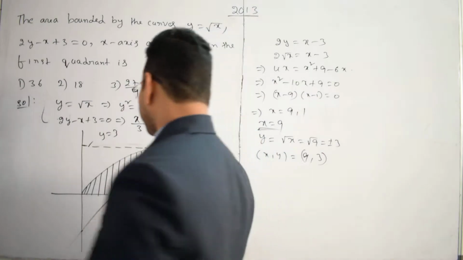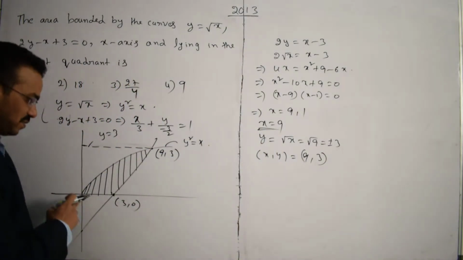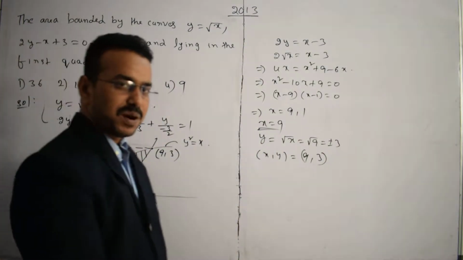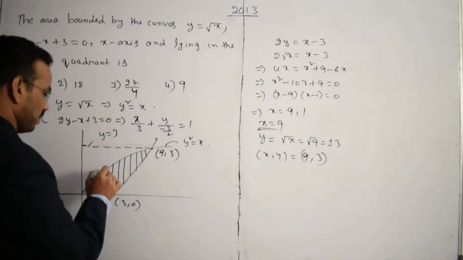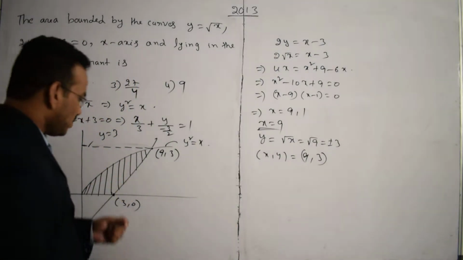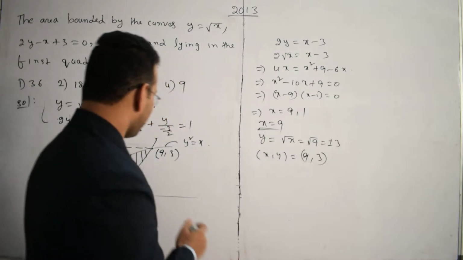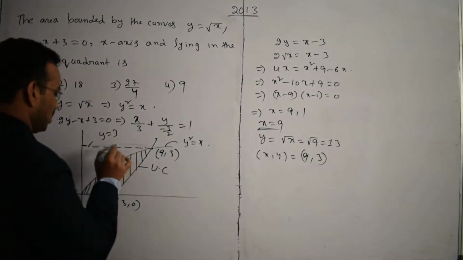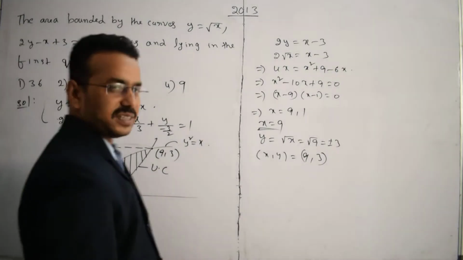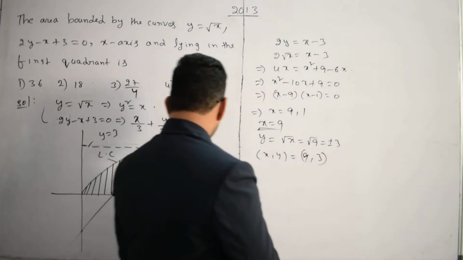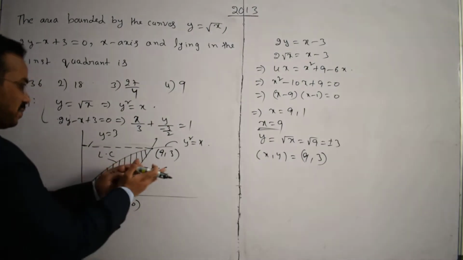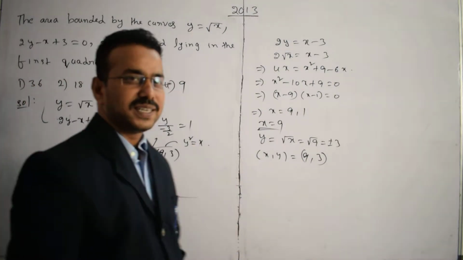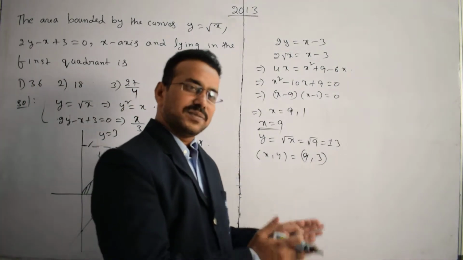So what is the upper curve here? When you are calculating areas, if you take the bounds along the x-axis, this is the upper curve and this is the lower curve. When you are taking along the y-axis, this is the upper curve, UC, and this is the lower curve. Now let me write the required area: you have to take the area between these two curves, meaning upper curve minus lower curve, along with integration with limits.